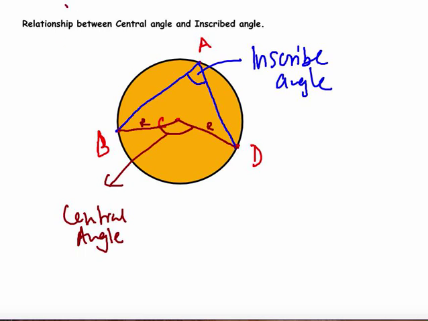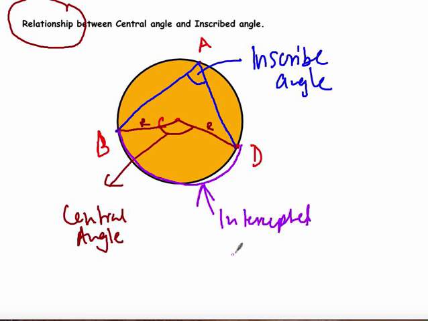Now, what's the relationship between them? Notice how these two lines and these two lines would intercept the same arc length. So they would have to intercept the same arc. This is the arc, and we call it the intercepted arc. So again, the two blue lines and the two radii are intercepting the same arc. And if that's the case, only if that's the case, the relationship between them would be this.